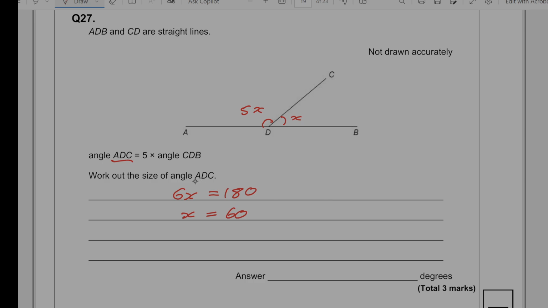So work out the size of angle ADC. That's going to be 5. Making a lot of mistakes today. 180 divided by 6 would give us 30. So ADC would be 5 times that. So 30 times 5, which would be 150.